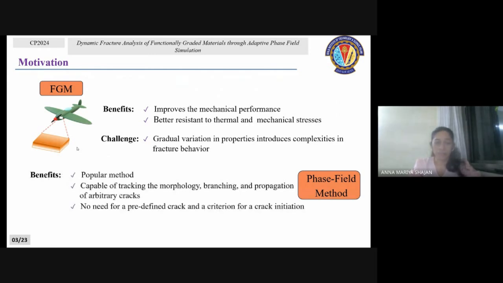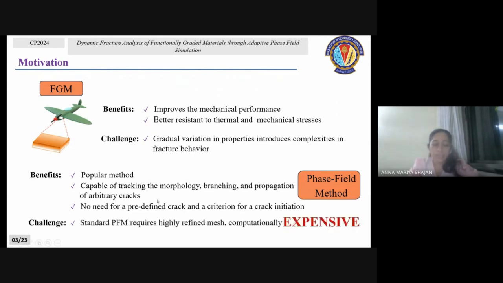And the numerous advantages of the phase field method are that it can be used to track the branching, propagation, and the interaction of the cracks, and there is no need for a predefined crack or criteria for crack initiation like the methods in LEFM. Even though the phase field method has these advantages, the challenge associated with it is that it requires a fine mesh to accurately capture the small scale features of the crack, resulting in computational expense.